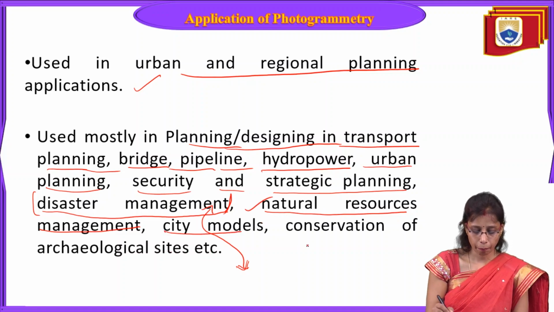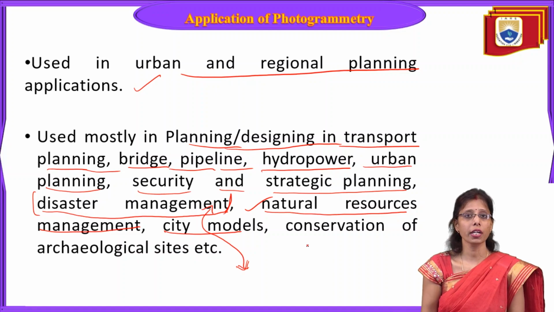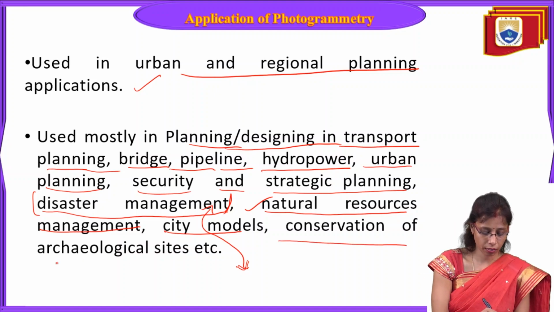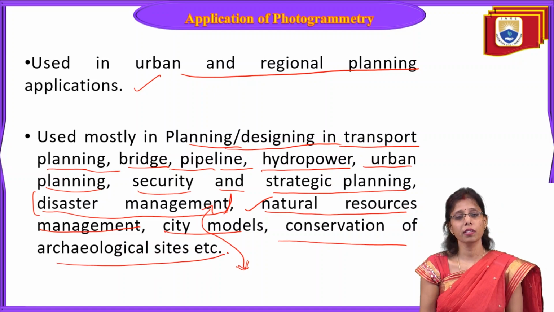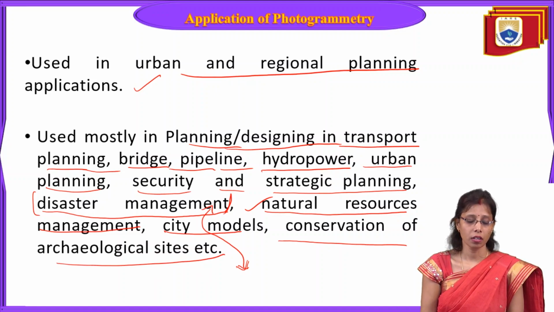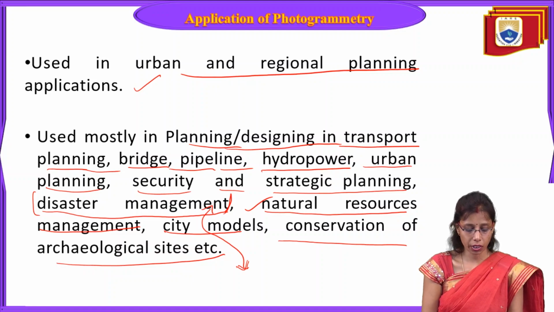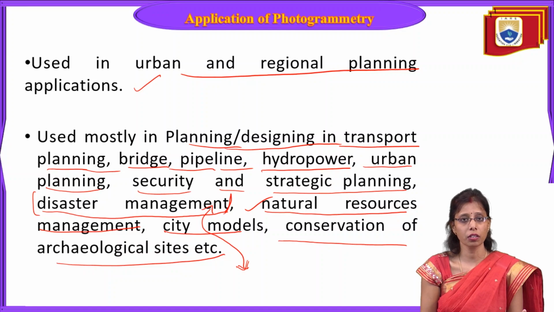City model planning: how to plan a city, what kind of model, and if we go for construction work, what kind of planning can be done. And conservation of archaeological sites, etc. Even in the conservation of archaeological sites it helps us. So these are huge applications of photogrammetry, which is very helpful to us in planning a city or an area properly. The planners use these photo images to go for proper land use planning.